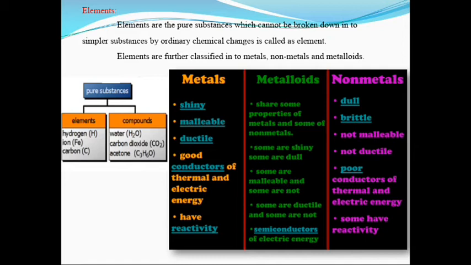The next, metals are malleable, while non-metals are brittle in nature. Now what is malleability and brittleness, that we try to see. Metals are malleable. Malleable means what? It can be drawn into thin sheets. Okay. Malleability, it is called. If you beat this metal, it can be drawn into thin sheets.